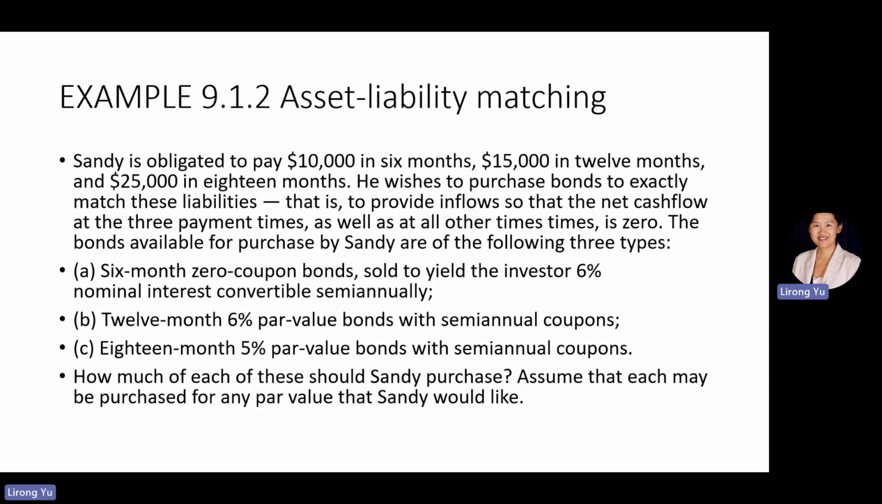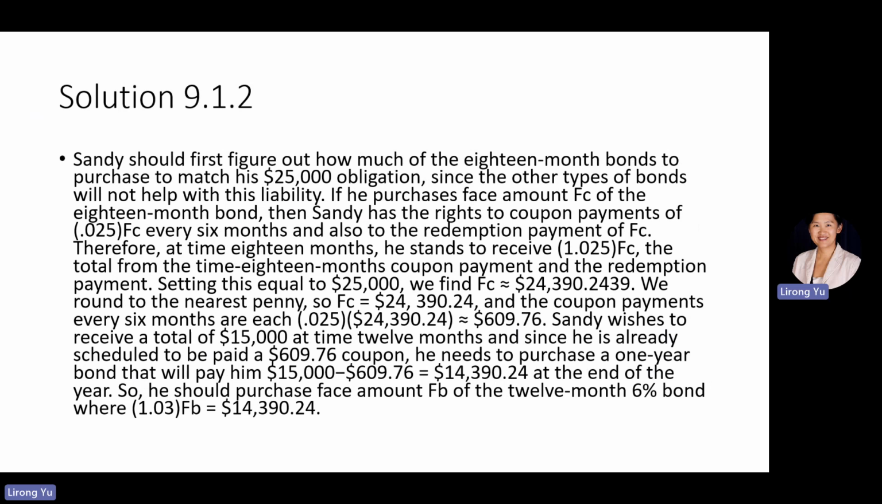So in this case, we need to match the liabilities with the assets. The liabilities are listed in the first sentence, and the assets we're talking about are those three types. So the number of each asset we need to purchase should match the liability we have at the three different time points. It sounds easy, but it's not that easy, so there's always remaining value for each asset. So first we're going to figure out how much of the 18-month bond to purchase to match the 25,000 obligation, since the other types of bonds will not help with this liability.